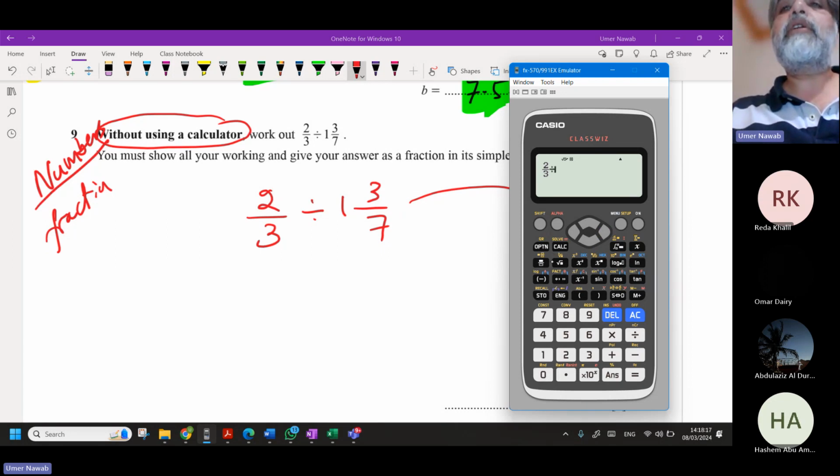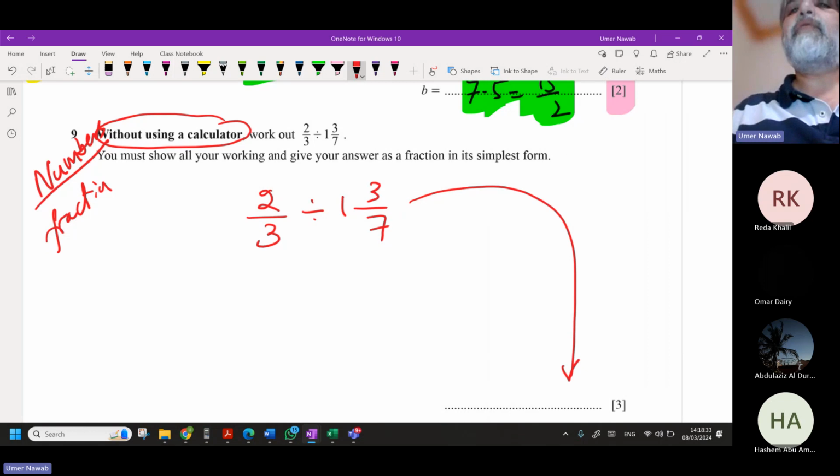So don't write the mixed fraction the way I mentioned earlier. You have to press shift, fraction. Now a mixed fraction will pop up on the screen: 1 whole 3 over 7. Now I'm ready to press the equal sign. The calculator gave me the answer 7 over 15. Mr. Omar, my answer will be 7 over 15.